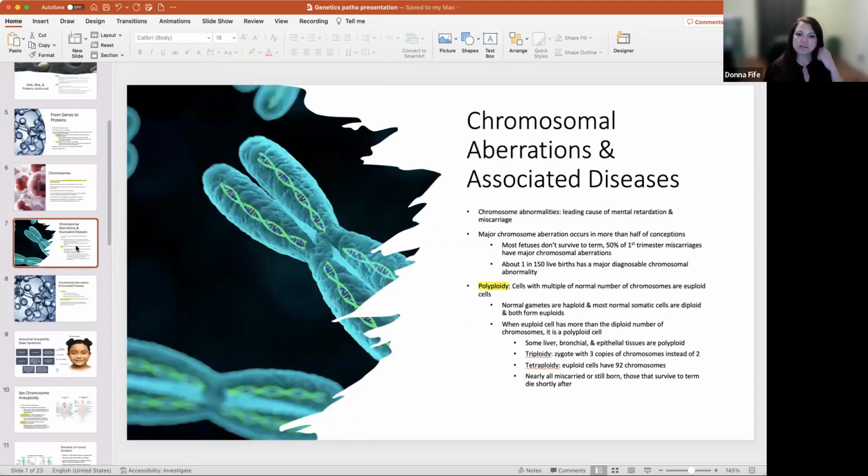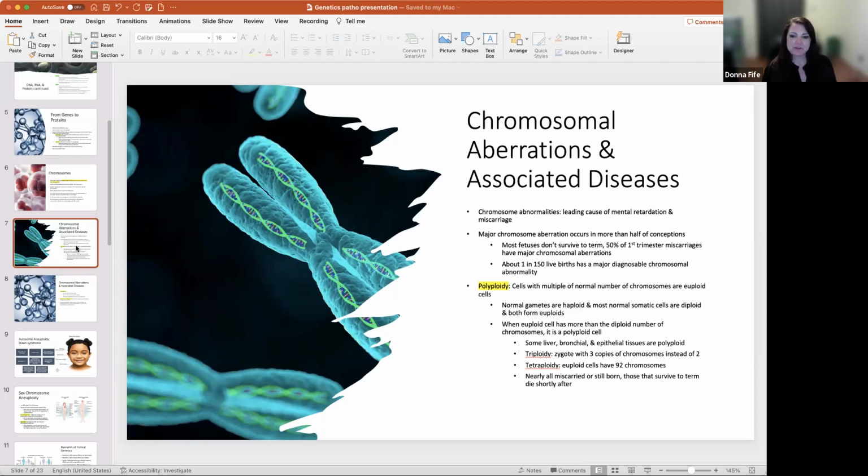Chromosomal aberrations and associated diseases. Chromosomal abnormalities are a leading cause of mental retardation and of miscarriage. Major chromosome aberration occurs in more than half of all conceptions. Most fetuses don't survive to term. About 50% of first trimester miscarriages have major chromosomal aberrations, and it's just not conducive with life. About 1 in 150 live births has a major diagnosable chromosomal abnormality.